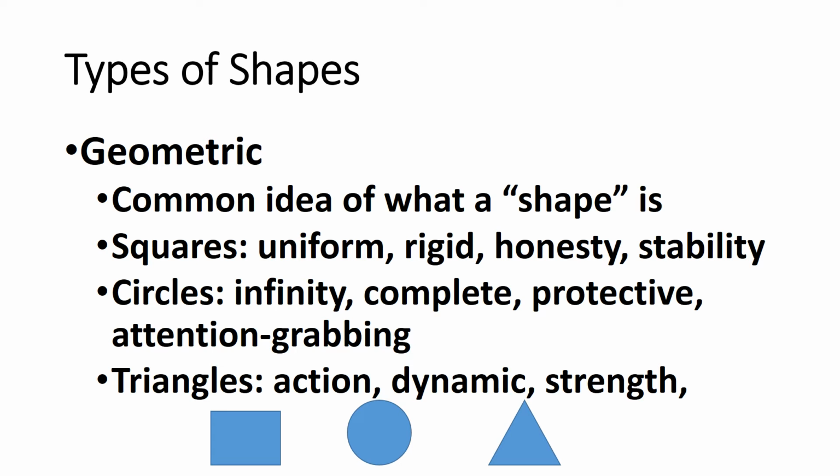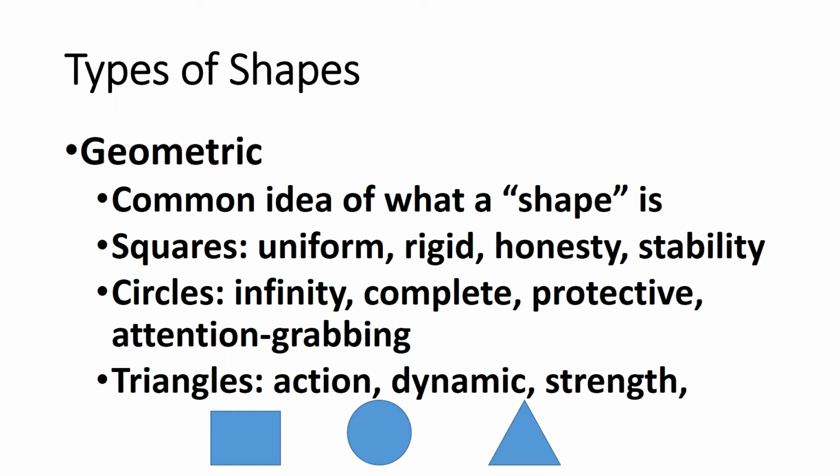There are different types of shapes, and the first type is called geometric. This is the common idea of what a shape is. So you have your squares and your circles and your triangles. They are geometric. In other words, if you were to open up a math book or a geometry book and look at a shape, this is what you would see. If you turn on Baby Einsteins or Barney and they're talking about shapes, this is what you would see.